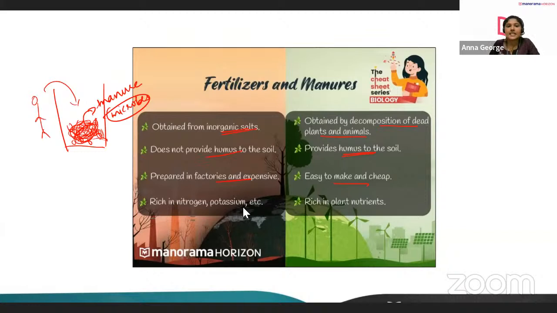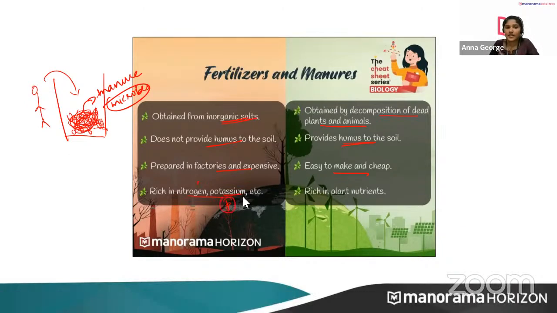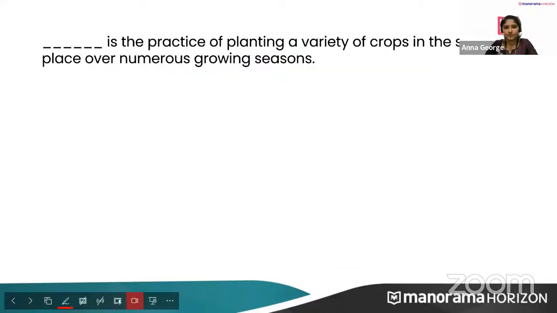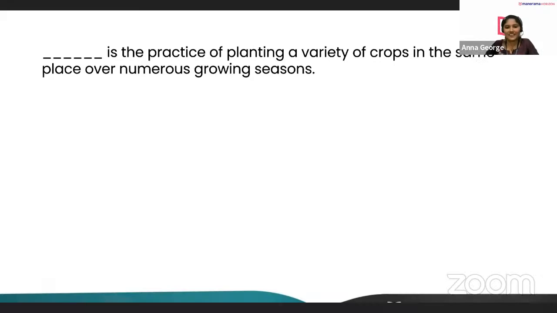Fertilizers are rich in nitrogen, potassium, phosphorus, etc. Manures are also rich in plant nutrients, but comparatively less rich than fertilizers. So these are the basic differences between fertilizers and manures. Okay. Is it clear? Yes, very good.